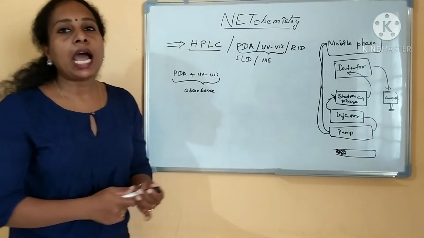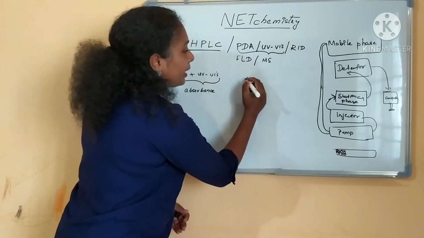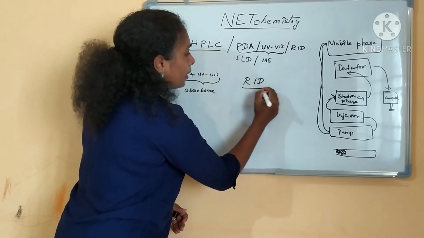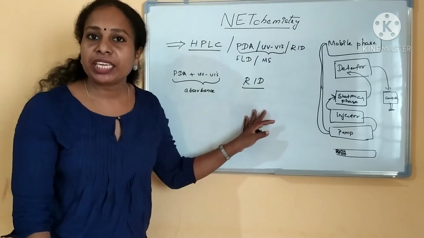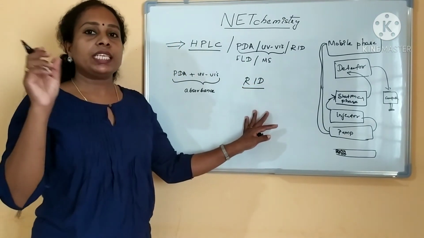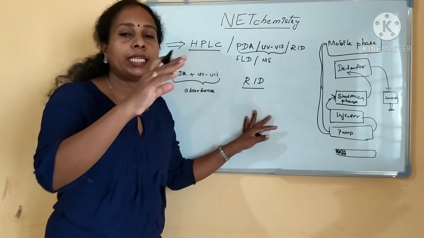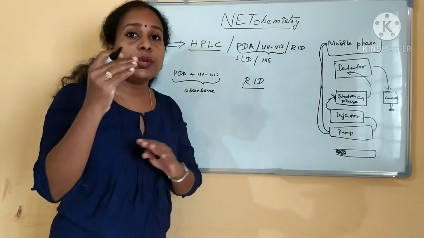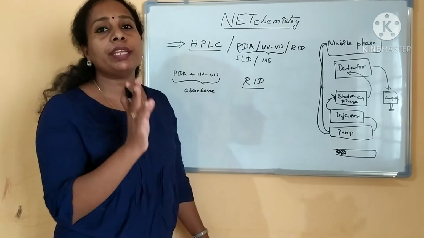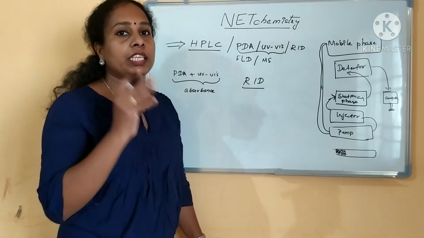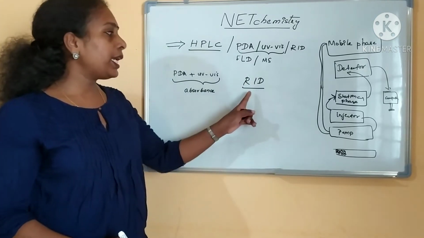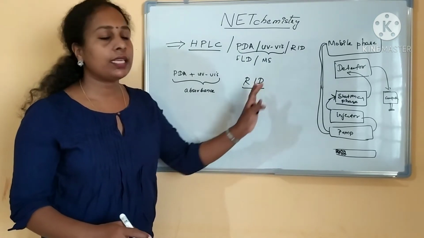And coming to the RID. What is an RID detector? This is based on the refractive index of light. If light passes through a plain mobile phase, it goes straight like this, and if it enters the sample, your light will deviate, right? That bending will happen. That is the refractive index of light. RID detectors work based on that.